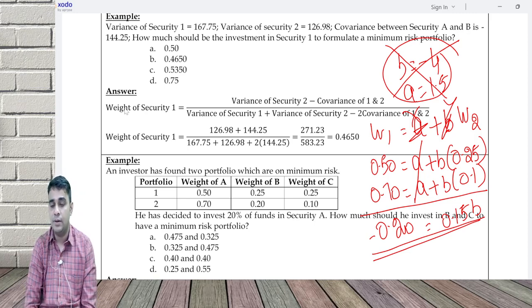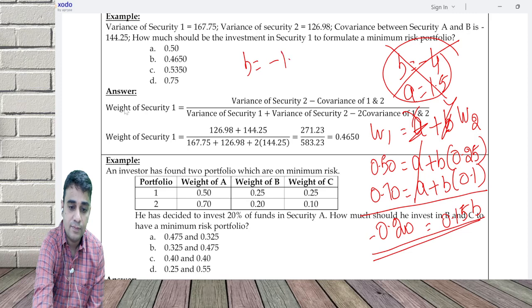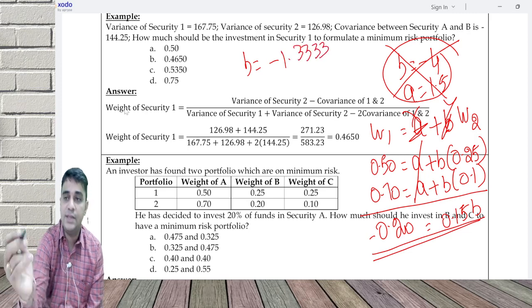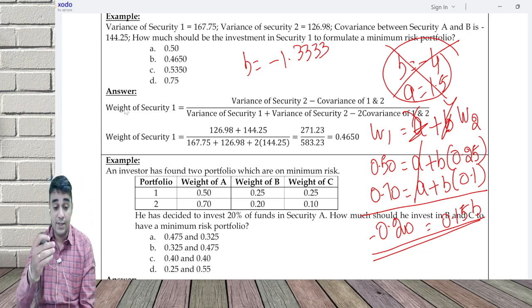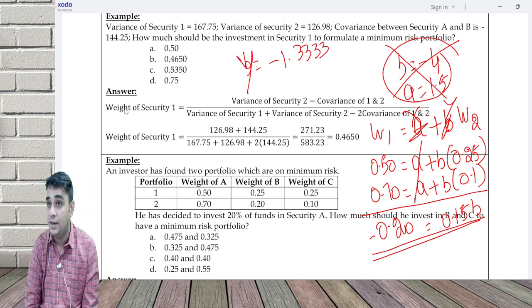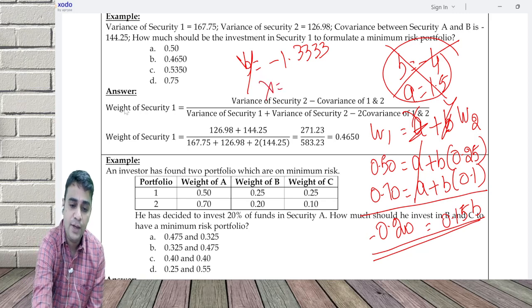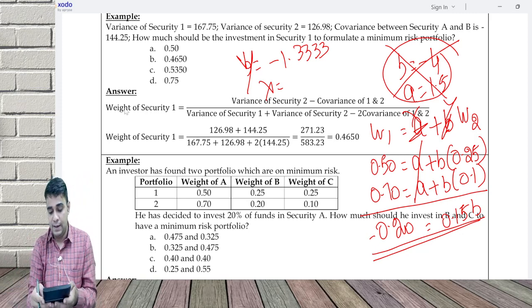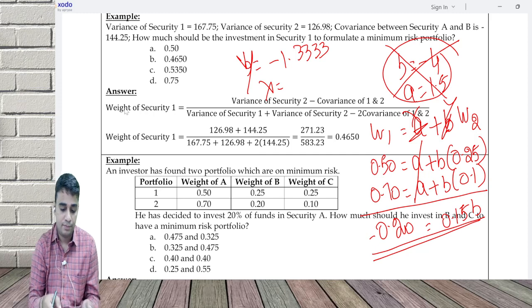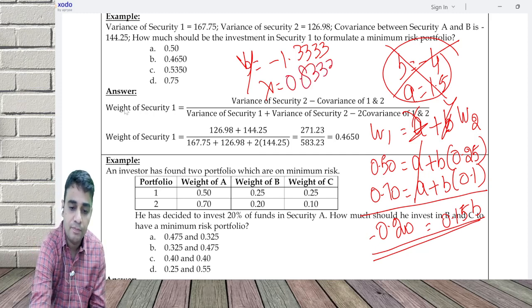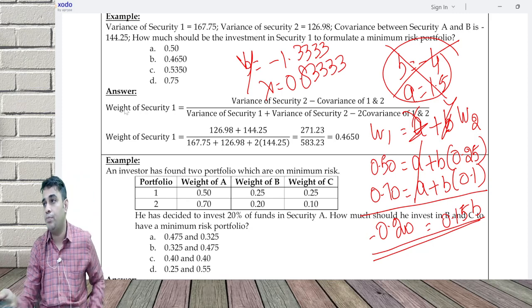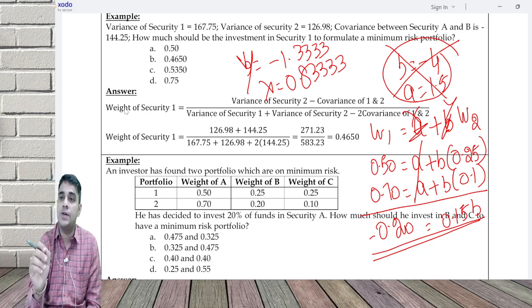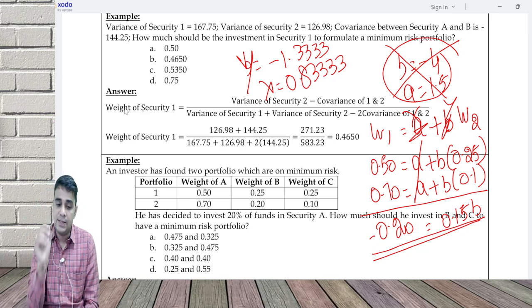What is the b you get? B is equal to minus 1.333. Or y is equal to minus 1.333. X is equal to, sorry, 0.5 is equal to X plus minus 1.333 into 0.25 goes to the other side. I get 0.8333.